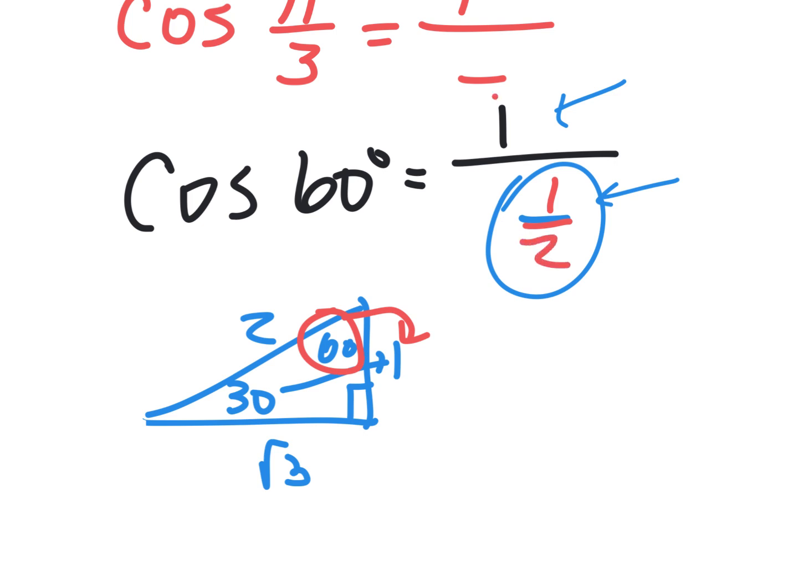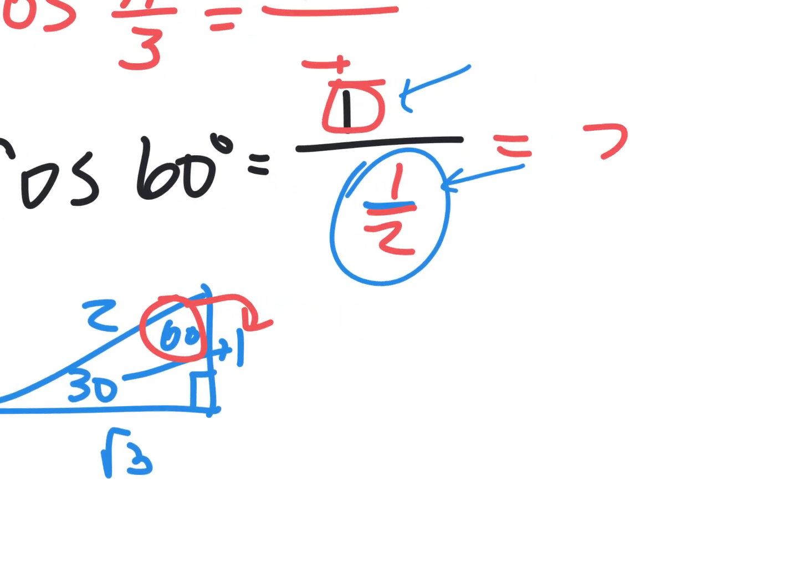Do you know how to do a fraction, 1 over 1 over a fraction? You flip and multiply them. Final answer is 2. Who had a 2 before I wrote it?